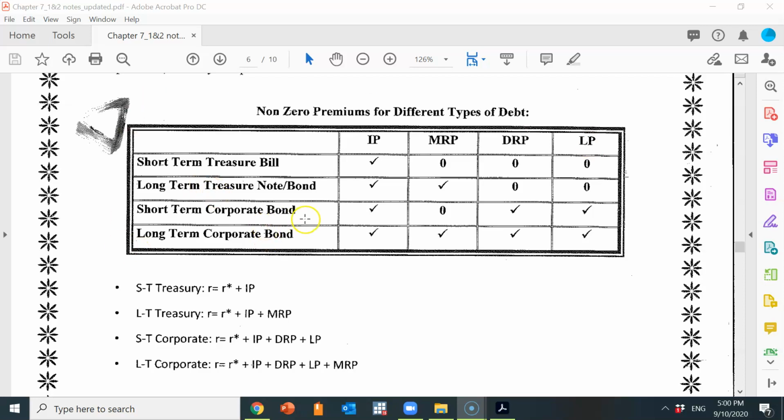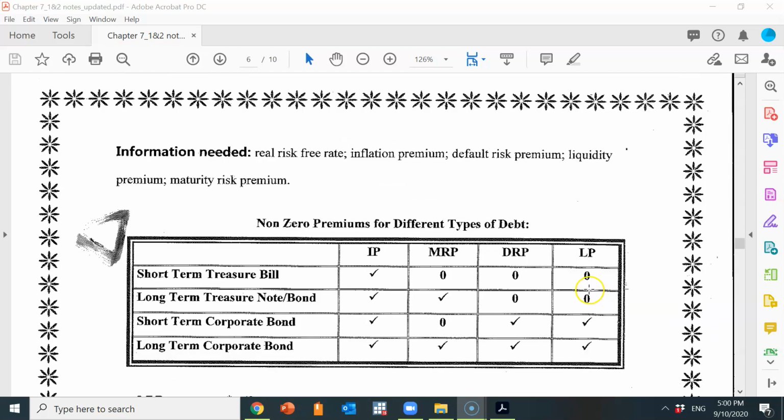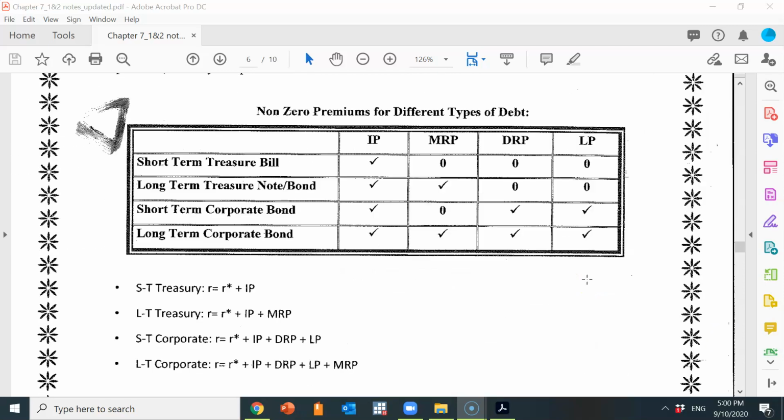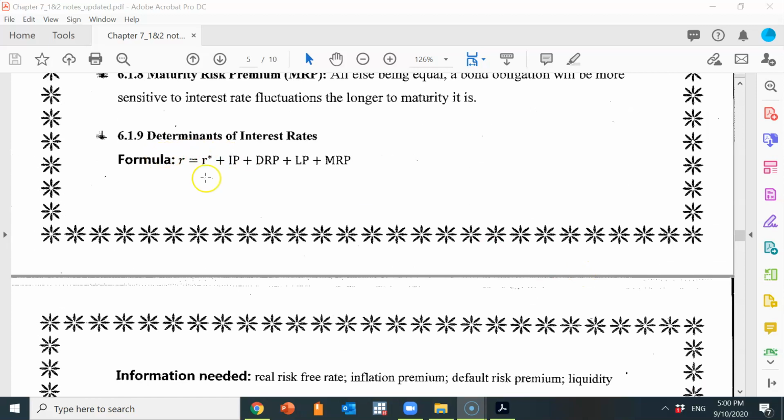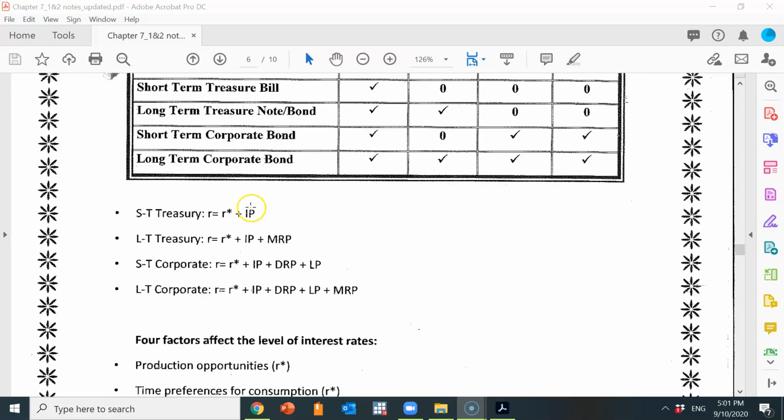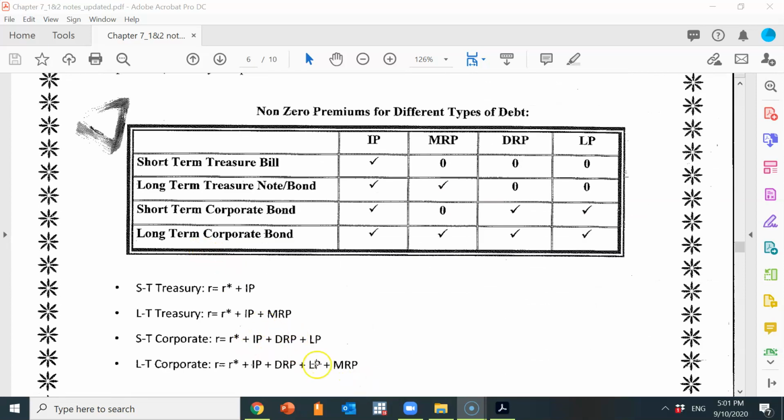Okay, it's only the short-term corporate and long-term corporate. They have default risk premium and liquidity premium. So in our homework or exam questions, even though you have the comprehensive formula on the formula sheet, when you are calculating the interest rate for the bond, you will have to consider whether they have IP, DRP, LP, MRP. However, you need to determine which are the premiums you need for this type of bond.